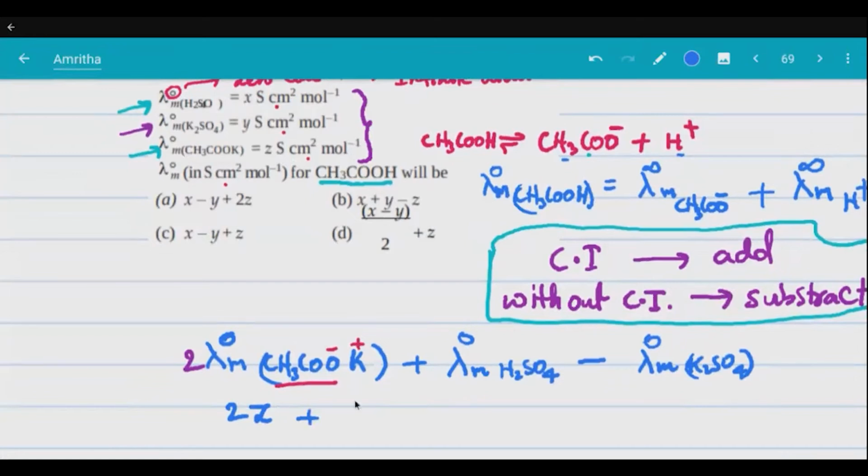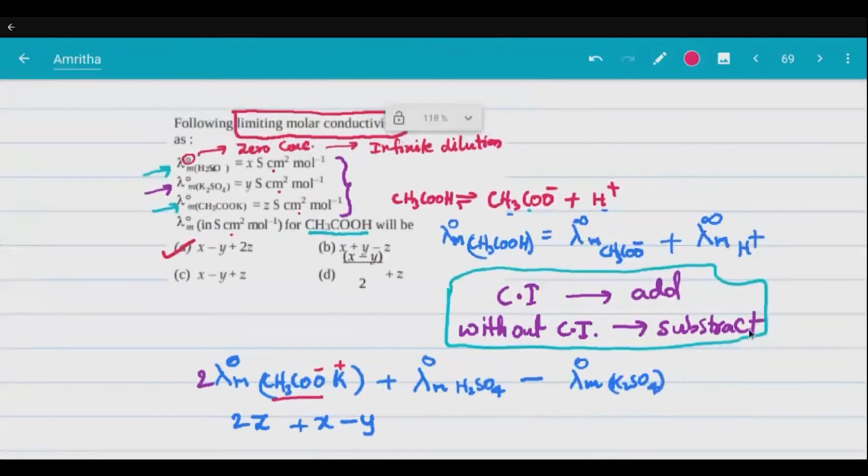H2SO4 is how much? X. But this is minus Y. So correct option should be A. X minus Y plus 2Z. Option A. Got it? Common ions you have to add. Without common ion, you will subtract this. Then you will get respective molar conductance.